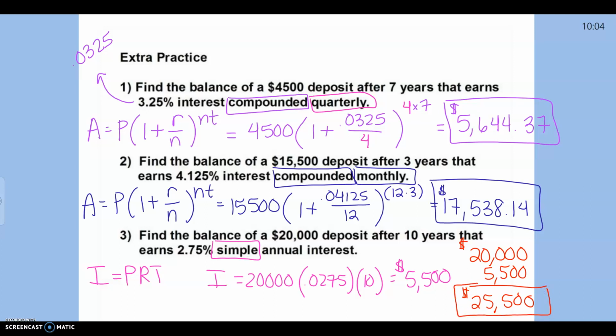So by the end of this, you need to be comfortable doing compound interest and simple interest, and you need to make sure that you have pages 9 and 10 filled in your packet.